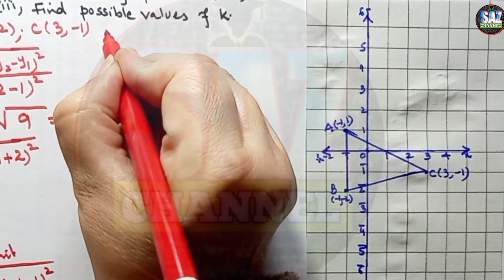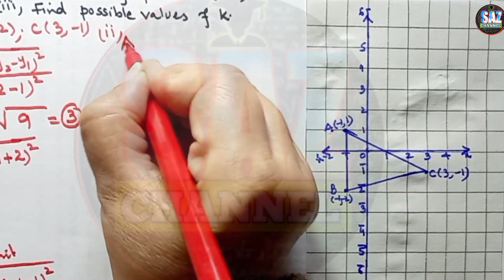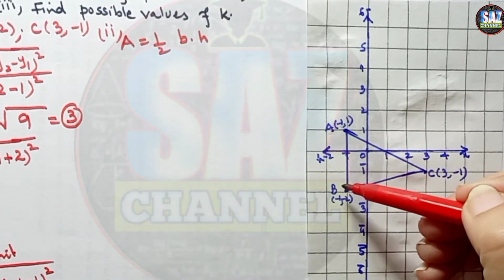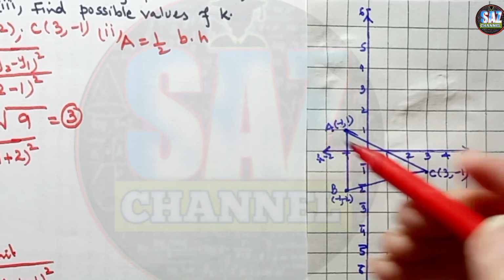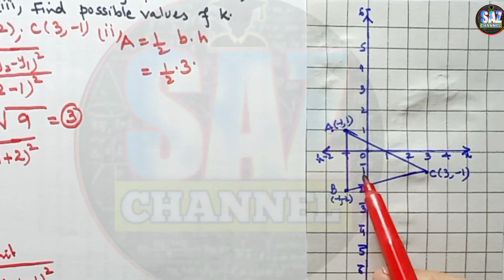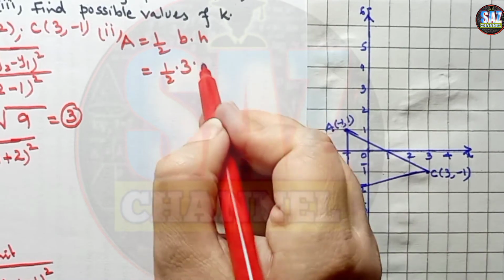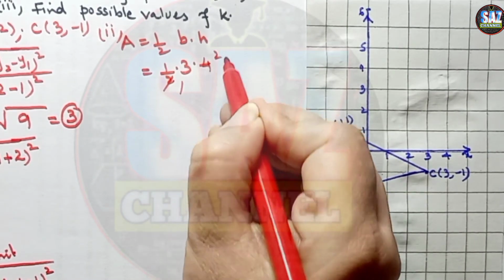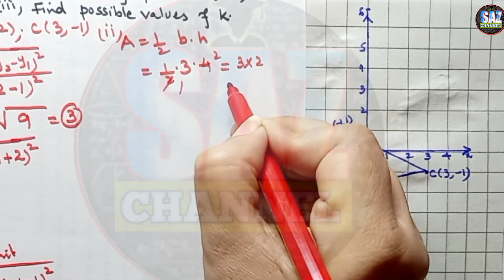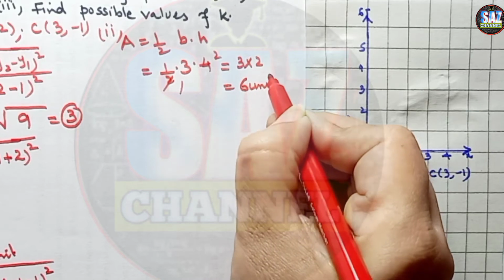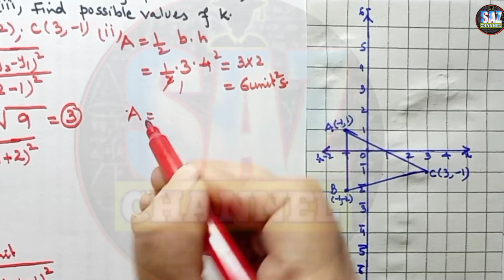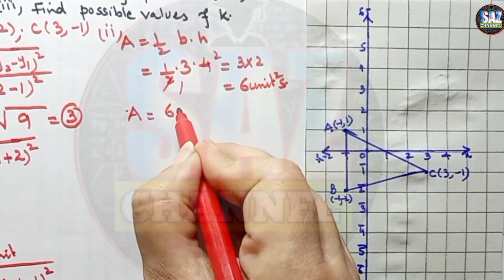For the area of a triangle, area equals half base into height. Now look how many blocks there are in the base. This is 1, 2 and 3, and the height is 1, 2, 3 and 4. So 2 ones are and 2 twos are. Area is 2 multiplied by 3, which is equal to 6 units square. So I hope the problem of area is clear, that is 6 units square.